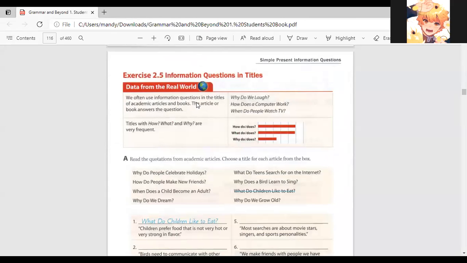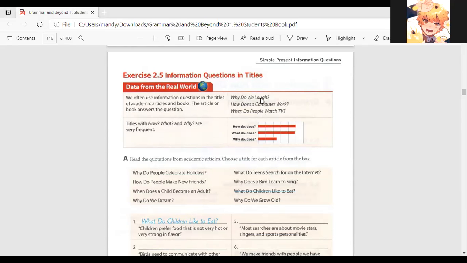And we often use information questions in the titles of academic articles and books. The article or book answers the questions. The majority of the time, if we have a question in a title, that means this is for academic purpose. For example, in this unit, do we have a title using questions, yes or no? If you check unit number 10, no, we don't have this. But if you check the reading books, in the majority of the times you have a question as a title. Because in that form, you are starting a conversation, and maybe you are curious to know what the information is about. For that reason, we use informative questions in titles, but only with academic purposes.